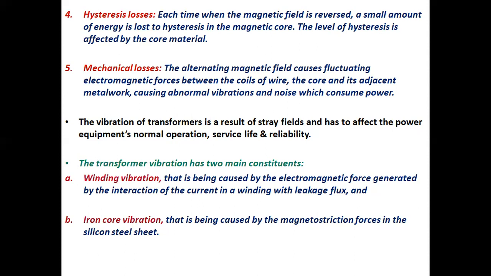The transformer vibration has two main constituents. A, winding vibration, which is caused by the electromagnetic force generated by the interaction of the current in a winding with leakage flux, and iron core vibration, which is caused by the magnetostriction forces in the silicon steel sheet.